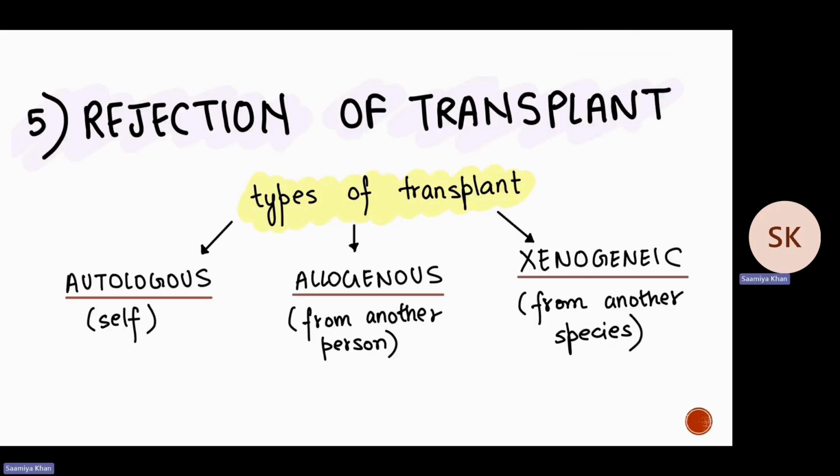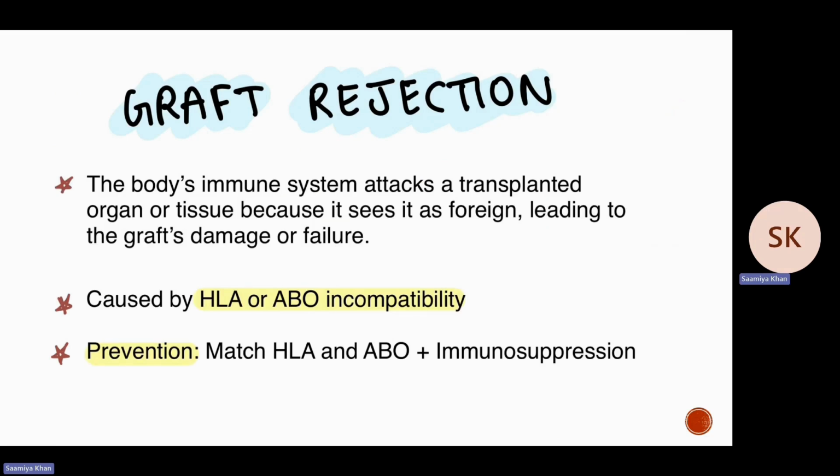The next part of the question is rejection of transplant, in which you can have 3 types of transplant: autologous, which is using the patient's own tissue, allogenous from another person, and xenogenic from another species. Graft rejection, I wrote a very simple line: the body's immune system attacks a transplanted organ or tissue because it sees it as foreign, leading to graft damage or failure. The reason is HLA or ABO incompatibility, and we can prevent the risk of rejection by trying to match HLA and ABO as closely as possible, or we can use immunosuppressive drugs as well.